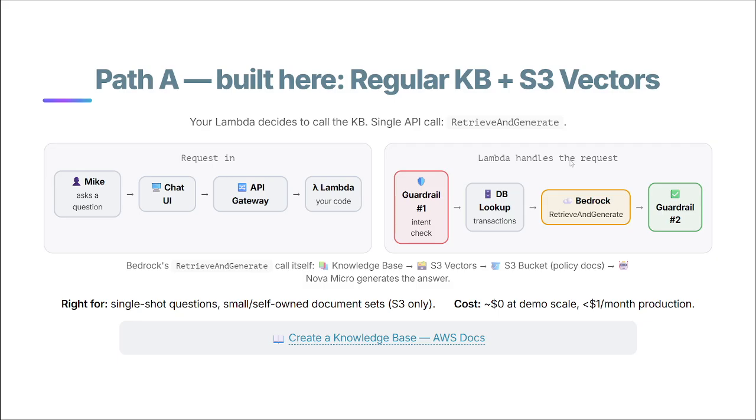Then it calls the Bedrock API to retrieve and generate the actual answer, and then Guardrail 2 comes into the picture, which validates whatever answer comes, whether it is really a good response to send back or not. Okay, this is very high level again.